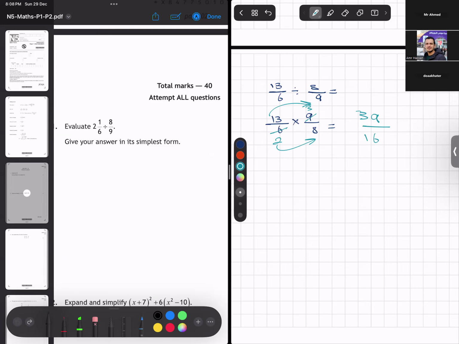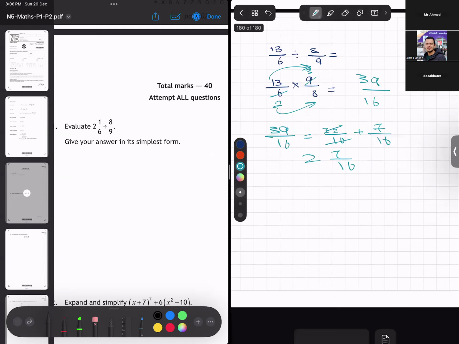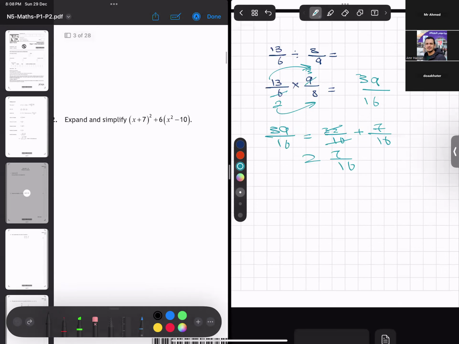The point is we need to break it down into two parts. 32 over 16, and what about the remainder? 7 over 16. So this one is going to be 2 and 7 over 16, right? Okay. Let me go over the other one.